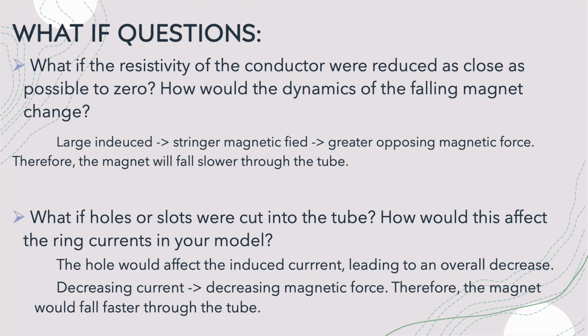What if holes or slots were cut into the tube? How would this affect the ring current in your model? The holes would affect the induced current, leading to an overall decrease. An overall decreasing current will lead to a decreasing magnetic force. Therefore, the magnet will fall faster through the tube.